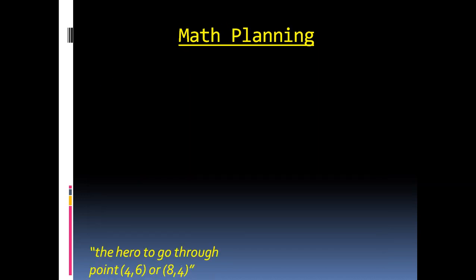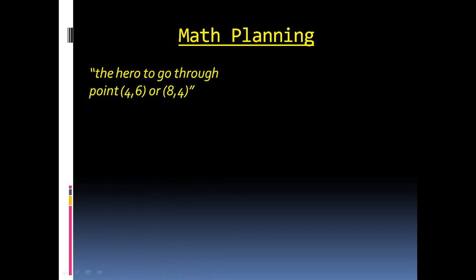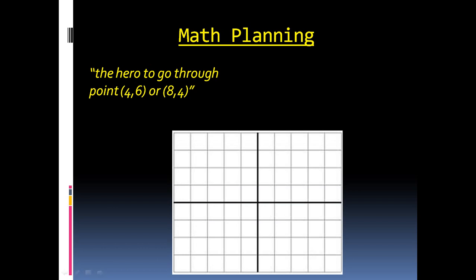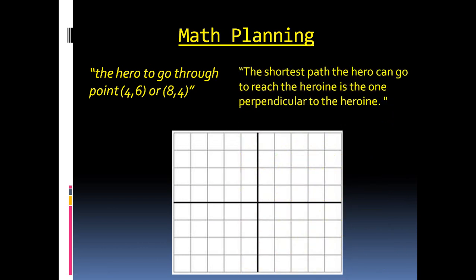Well, our next clue. The hero goes through point 46 or 84. Okay, now, definitely, we are using a grid, because 46 and 84 seems like coordinates to me. Graphing coordinates. So now, we just need to plot the two coordinates in the graph, which is scaled by the number 2. There you go.